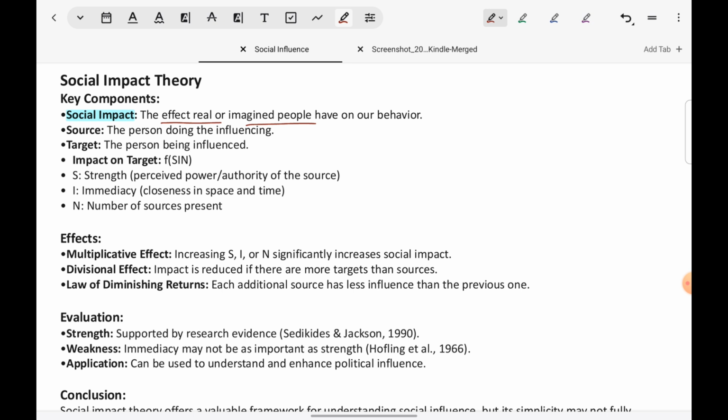For example, supposing I want to drink or smoke, but when I go to do that action, I remember my parents telling me that that is a very bad thing to do, and then I don't smoke, I don't drink, I give up on that intention. Why have I done it? Because of the imagined presence of my parents. My parents are not there when I'm smoking or drinking, but they are there in my mind. I remember them, and just this imagination is enough to dissuade me from doing the action. That is how social impact can work.